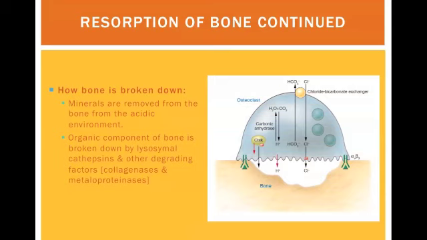But in a little bit more detail, the minerals that were once bound to the type 10 and type 2 collagen fibers are removed from their attachments due to the acidic environment produced by the high levels of hydrogen ions. The rest of the bone, which is the organic component, is left to be broken down, and this is done by the lysosomal cathepsins as well as other enzymes.